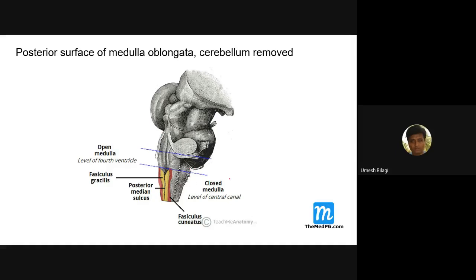As you see here, they mentioned it as closed. The lower part of the medulla is closed, whereas the upper part is open. That is because of the fourth ventricle, which comes posteriorly by the cerebellum and anteriorly by the medulla oblongata.